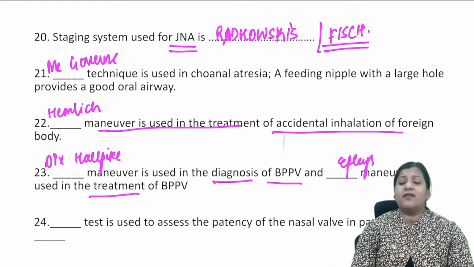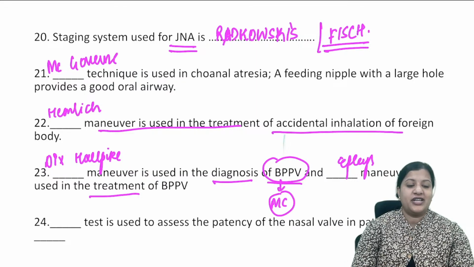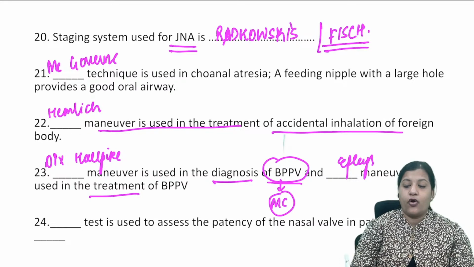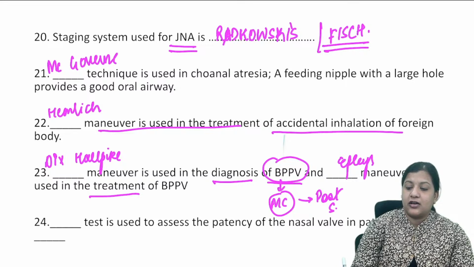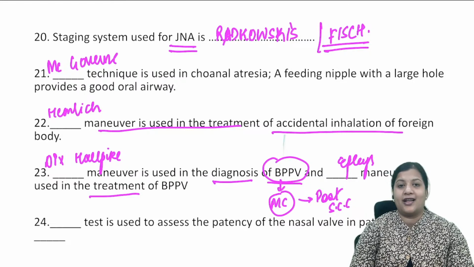If I ask you in BPPV, which is the most common canal to be affected, what will your answer be? Which canal is most commonly affected in BPPV? Dix-Hallpike and Epley's are done most commonly for posterior semicircular canal BPPV, because that's the most common canal that is affected. For horizontal canal BPPV, we will not do Epley's maneuver. We have other maneuvers for horizontal canal BPPV, like Lempert's barbecue maneuver and Gufoni's method. They are done for lateral canal BPPV. For posterior canal, we do Epley's and Semont's. These are the maneuvers that we do for posterior canal BPPV.